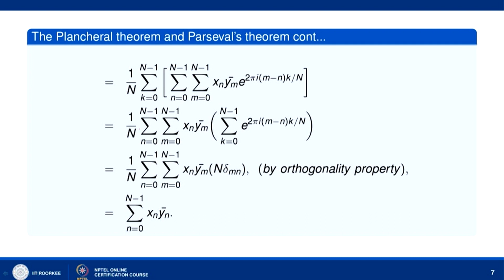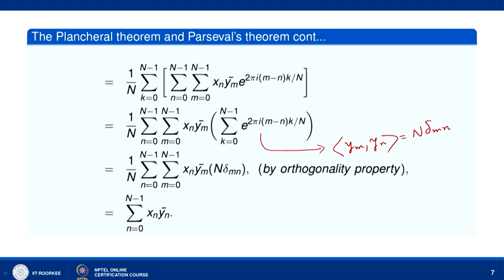Okay, we can interchange and write 1 over n sigma n equal to 0 to n minus 1, m equal to 0 to n minus 1, the summation over k can be brought inside. So, x n by m bar sigma k equal to 0 to n minus 1 e to the power 2 pi I m minus n k by n. Now, this is again by using orthogonal property, this is nothing but inner product of sequence by m and by n. So, this is equal to n times delta mn.